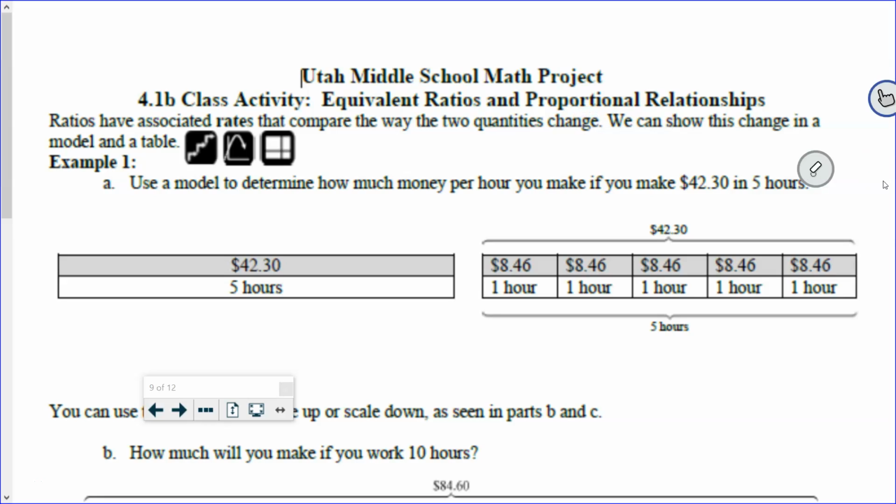Hello Math 7 students, this is Utah Middle School Math Project Lesson 4.1b. We're looking at equivalent ratios and proportional relationships, and our focus for this lesson is on the constant of proportionality.